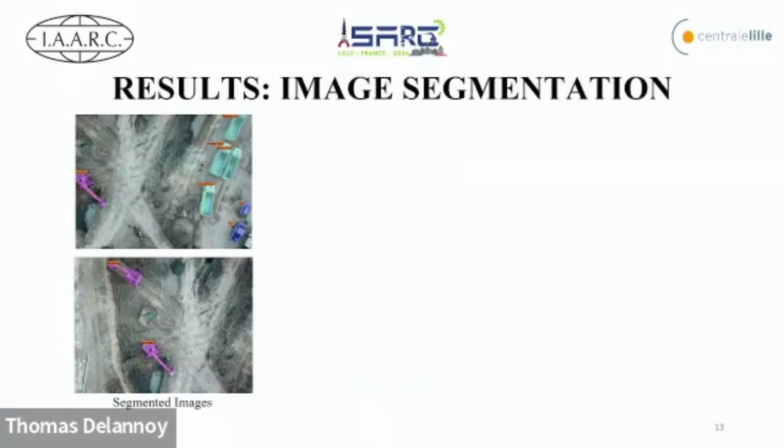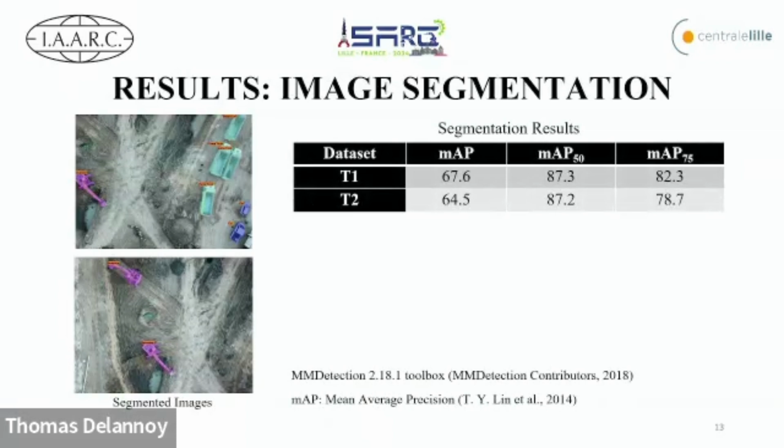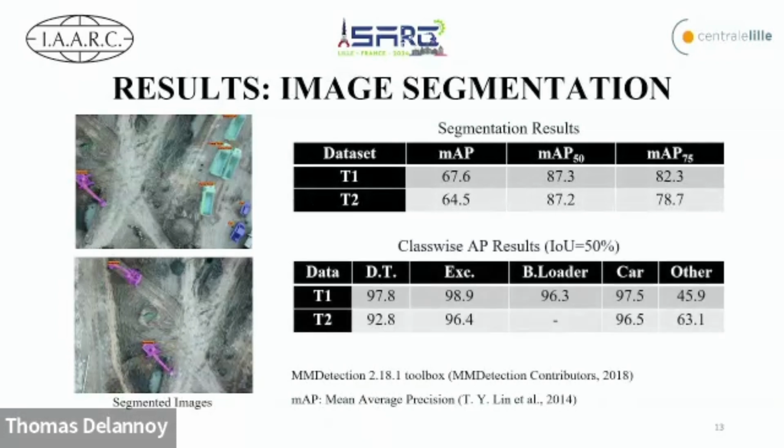For segmentation results, I have tabulated the results here. We got almost 90% mean average precision at 50 IOU. And for class-wise AP results in this construction area, even though we have 9 classes for the detector, the only seen construction machineries are dump truck, excavator, backhoe loader, car, and the other ones. Those are the class-wise average precision results.